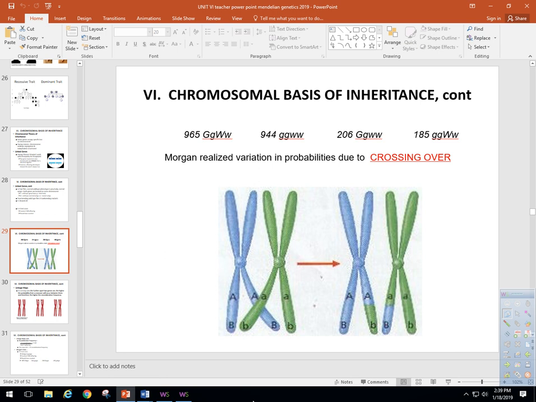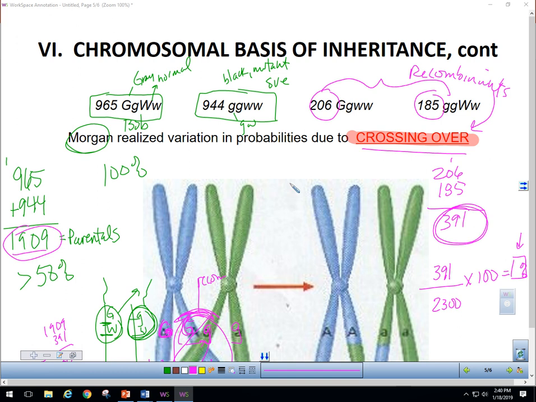So according to this probability, okay, before I switch slides, I want to show you this. This should be a 17% recombination frequency. Okay, well, that's going to help us look at some other things. Okay, let me switch slides and I'll show you.